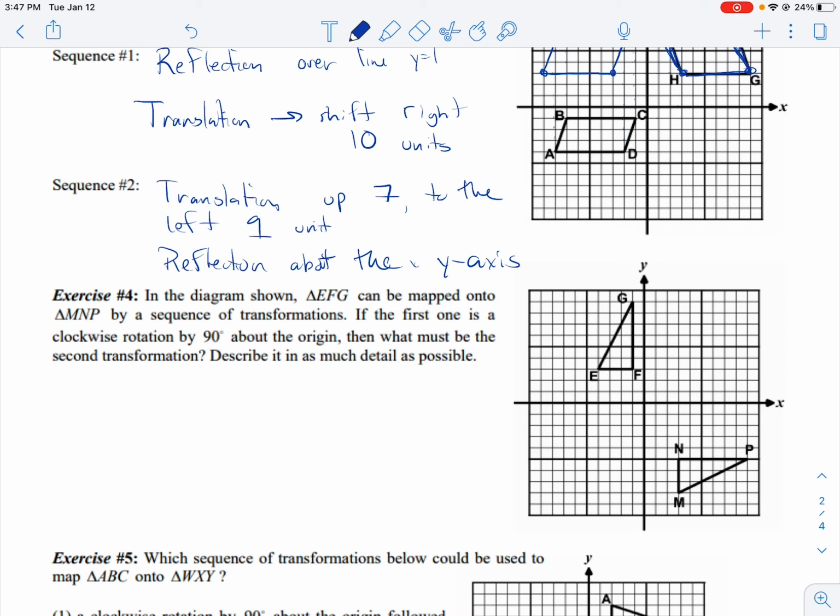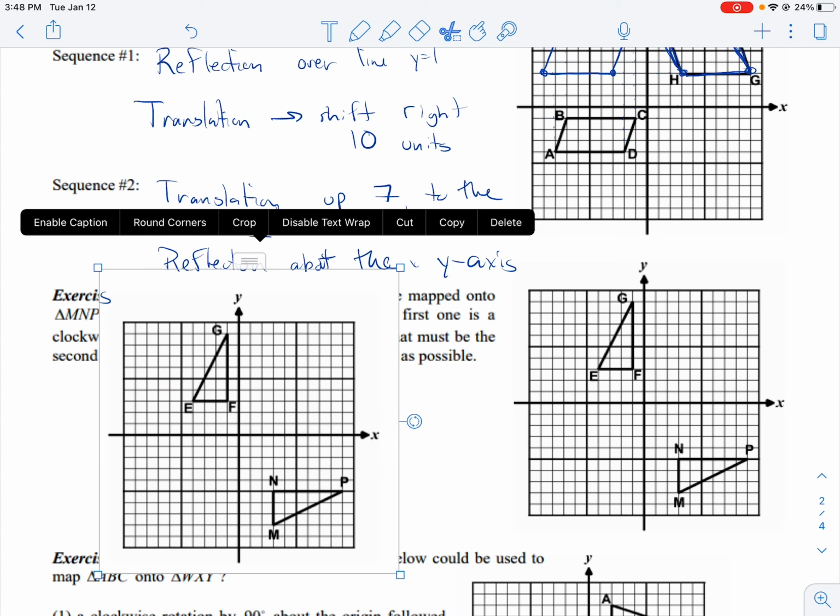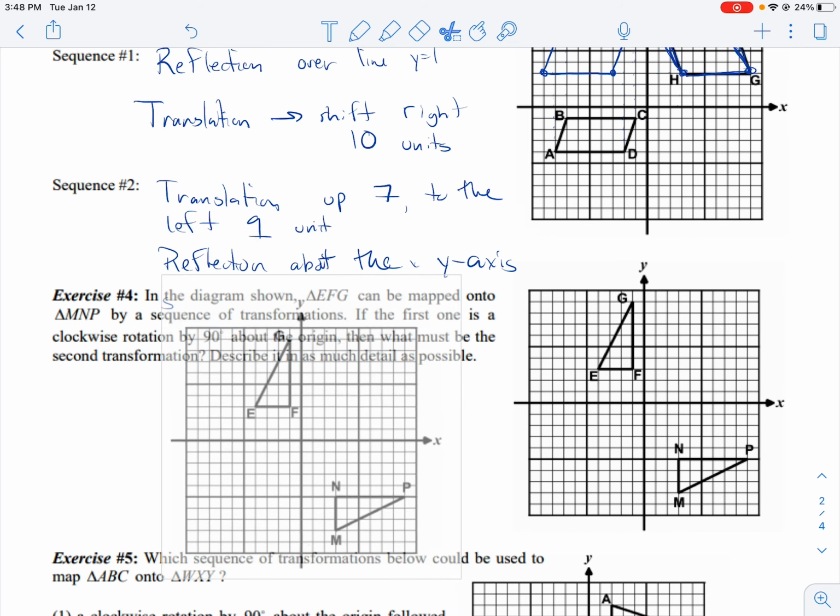If the first one is a rotation 90 degrees about the origin, what must be the second transformation? Describe it in as much detail as possible. Okay, you got it there, Mr. Detail. Okay, so here's our image. Copy, paste. Okay, and so what are we doing here?